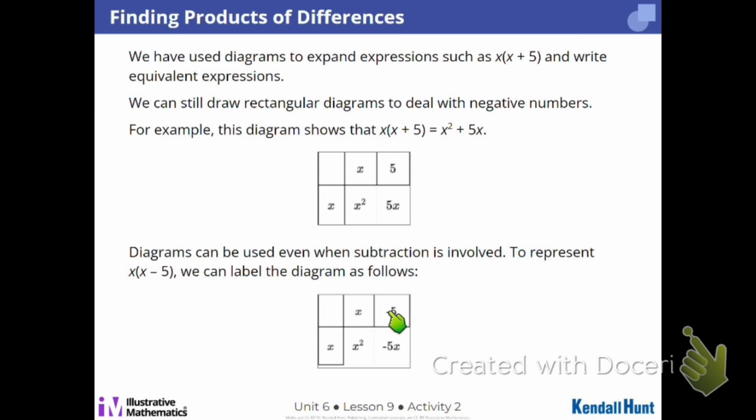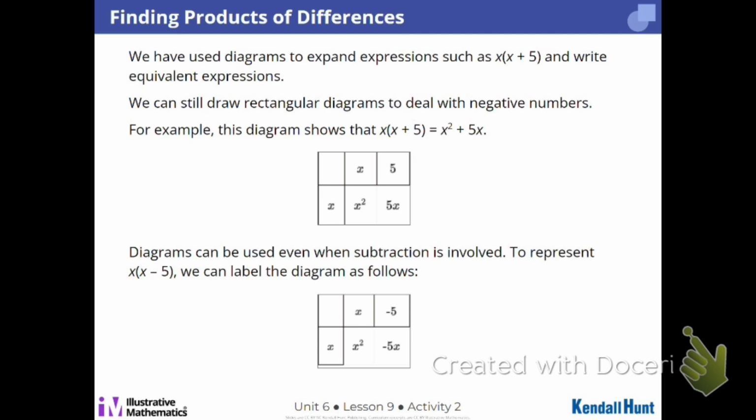So I know negative 5 doesn't make sense for an area model, but if I have x minus 5 by x, x times x is x squared, x times negative 5 is negative 5x. It still works in theory, okay? Everybody feeling pretty good about that?